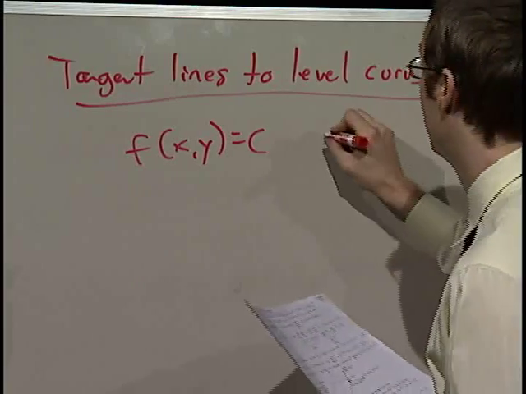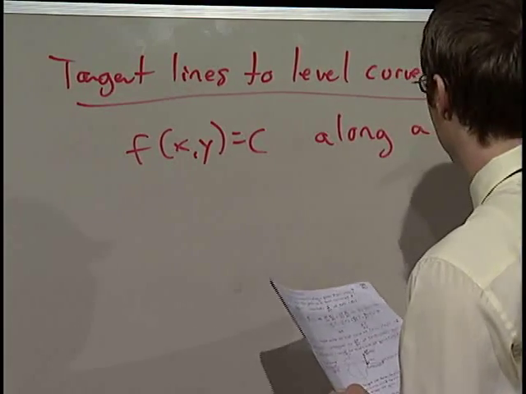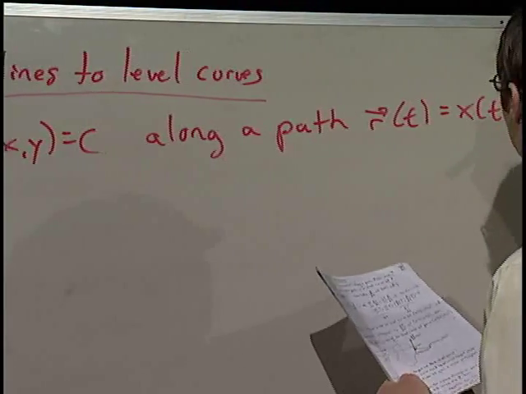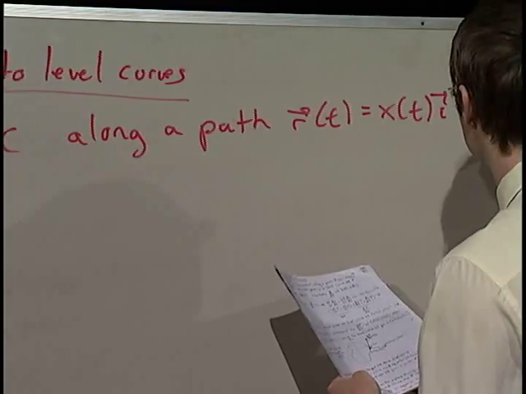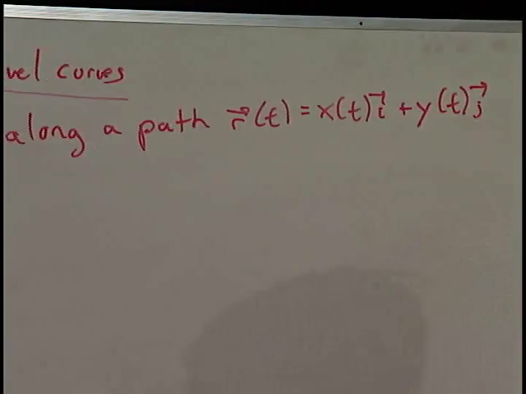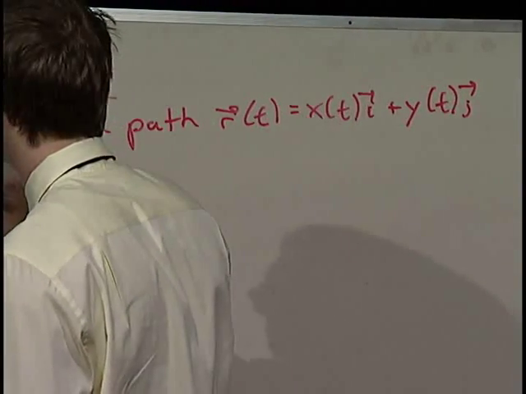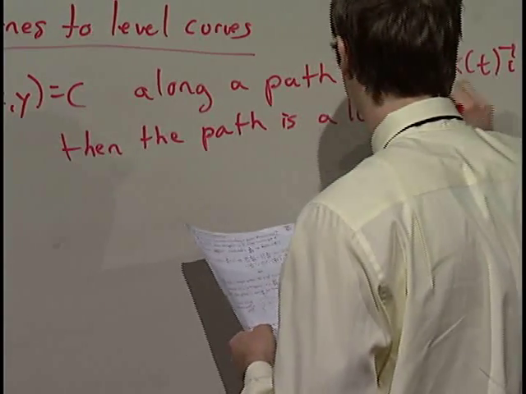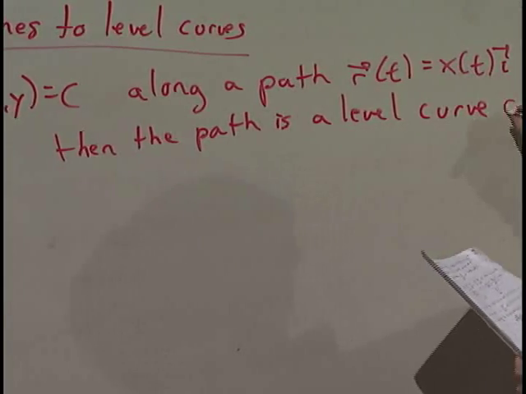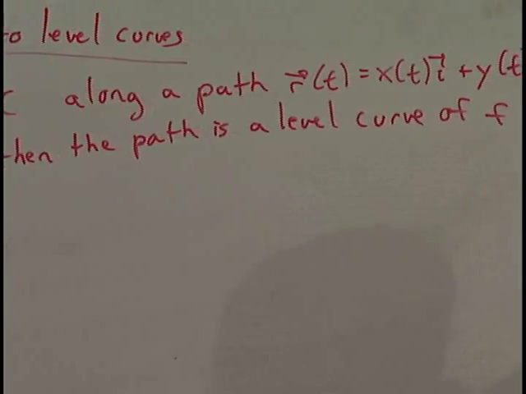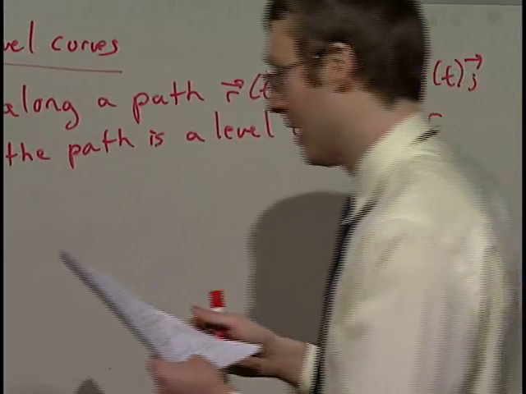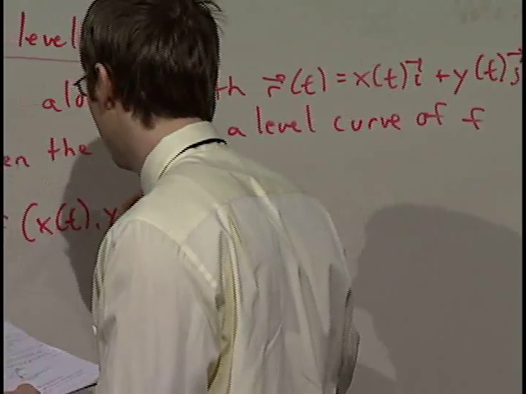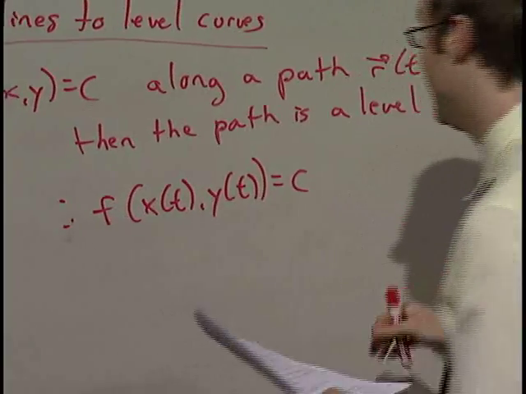f of x equals c along a vector path, r of t equals x of t i plus y of t j, right? So there's your vector path. This is a level curve. So then the path is a level curve of f, right? So therefore we have f of x of t, y of t equals c.